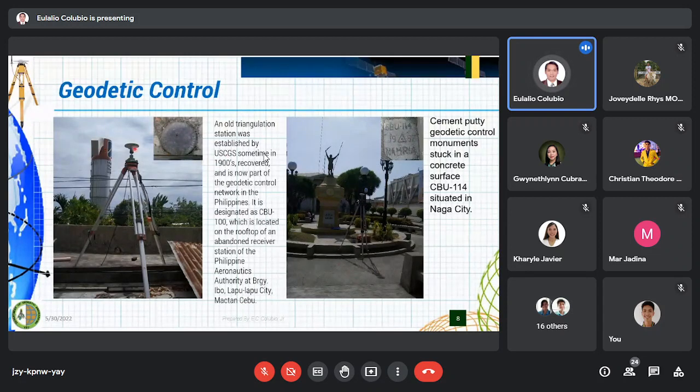And if you notice in the background, this is the PEZA, the Philippine Economic Zone Authority. So the PEZA buildings are there in Lapu-Lapu, because Lapu-Lapu City is an economic zone in Cebu. Right. So this is located in Barangay Ibo, Lapu-Lapu City, Mactan Island. It was established sometime in 1900 by the USCGS. It is an old triangulation station. Clear? So don't mind the background.